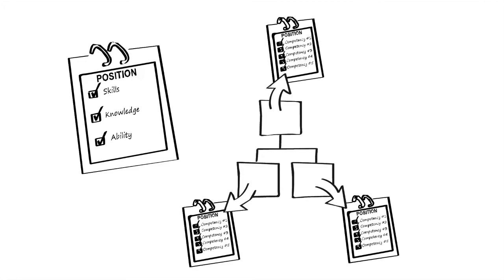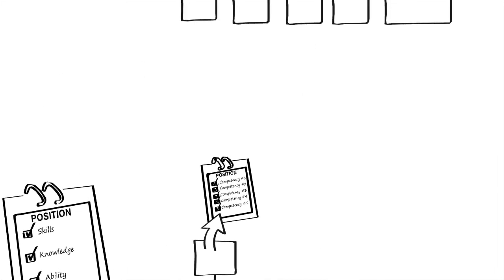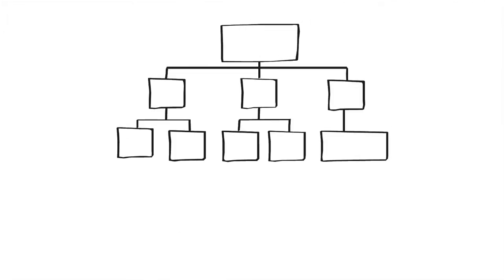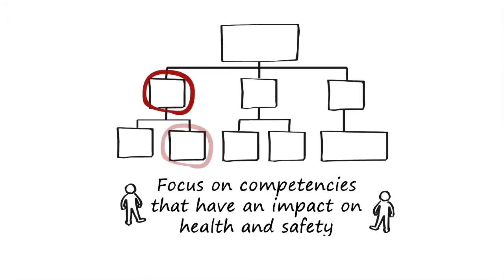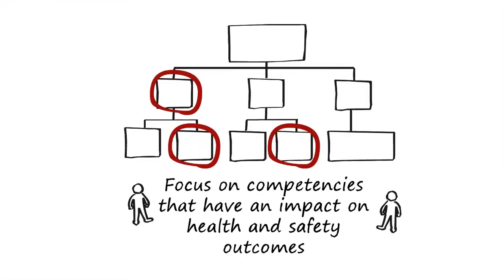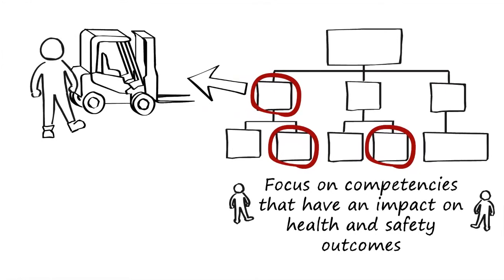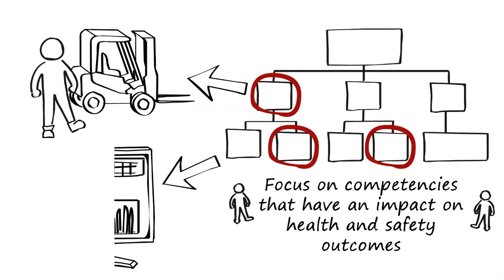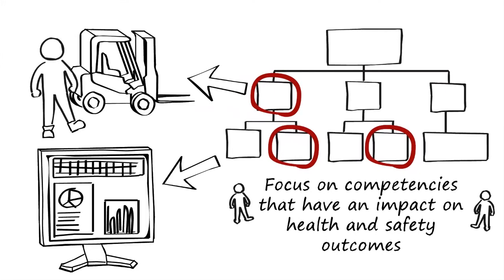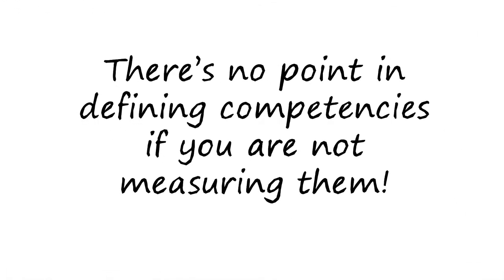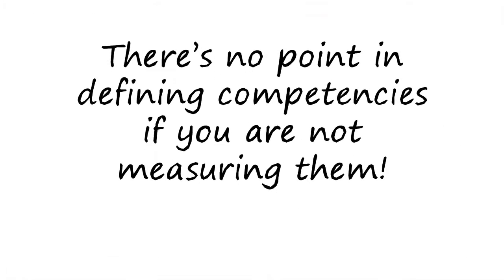There is flexibility in how competency programs are set up, but from a safety audit standpoint, your prime concern is with those competencies that have an impact on health and safety outcomes. Being a competent forklift operator, for example, is safety critical, while an ability to program the company financial dashboard may not be, although both of these may appear in a company's competency tracking system. Now, there is no point in defining competencies if you are not measuring them.